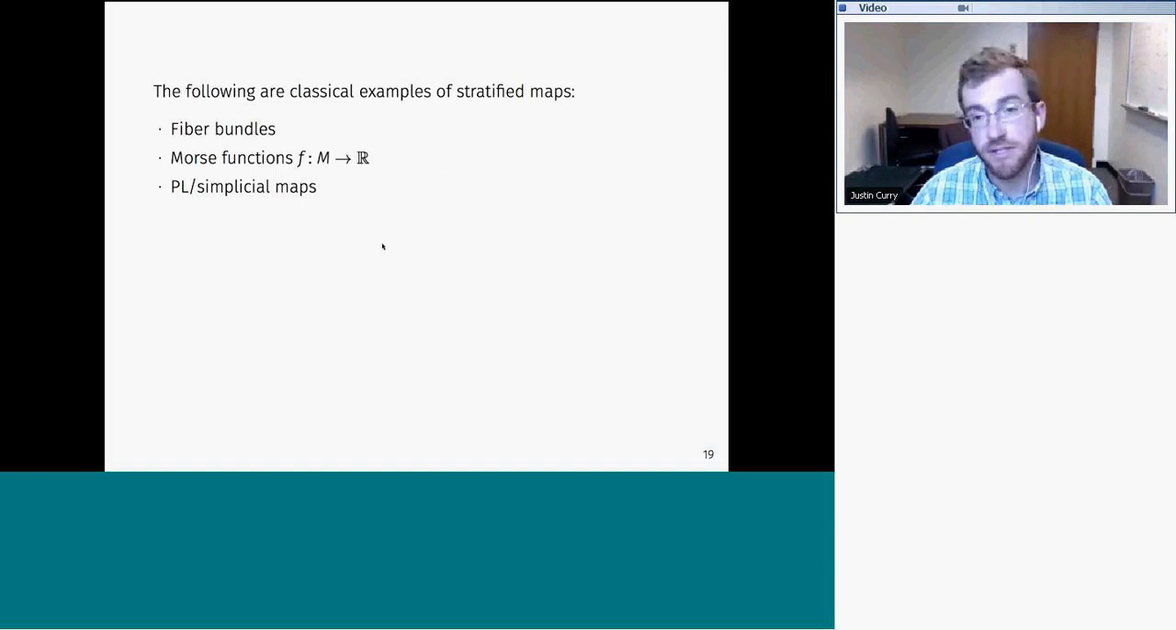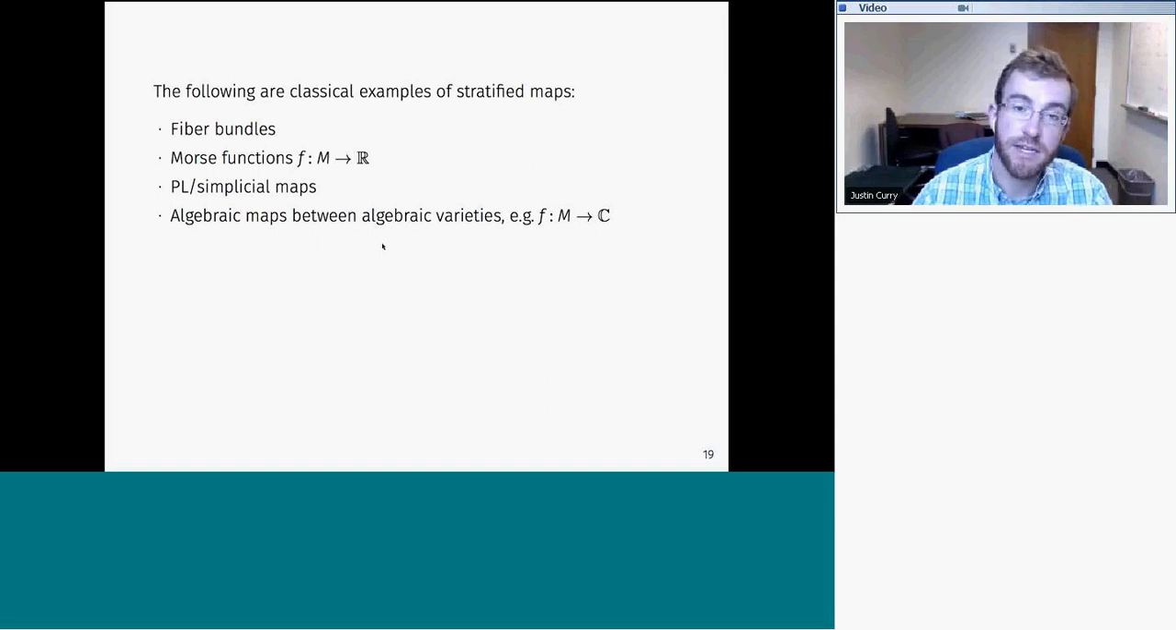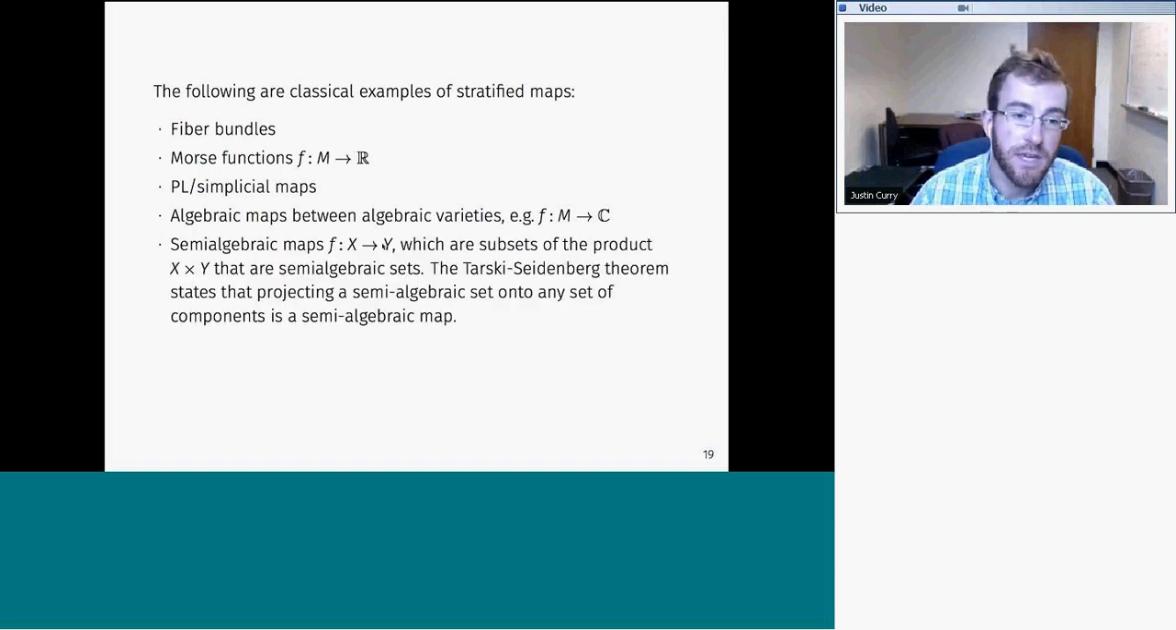Of course, all simplicial maps are examples of stratified maps. Maps between algebraic varieties are also stratifiable. That is a classical and very important result. And semi-algebraic maps, which you can define to just be maps whose graphs are semi-algebraic subsets of the product. The Tarski theorem gives us a nice source of examples of semi-algebraic maps, by just taking an algebraic subset of Rn and then projecting it to some set of coordinates or components.